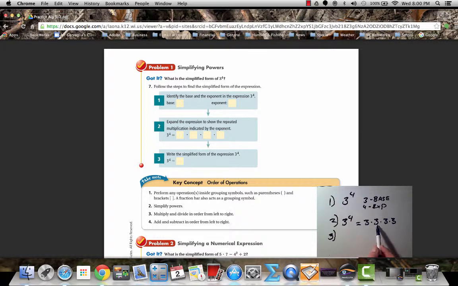3 times 3 is 9. 9 times 3 is 27. So we know these right here equal 27 times 3. Well, what's 27 times 3? 27 times 3 equals 81. Now we know that the simplified form of 3 to the 4th really is 81.